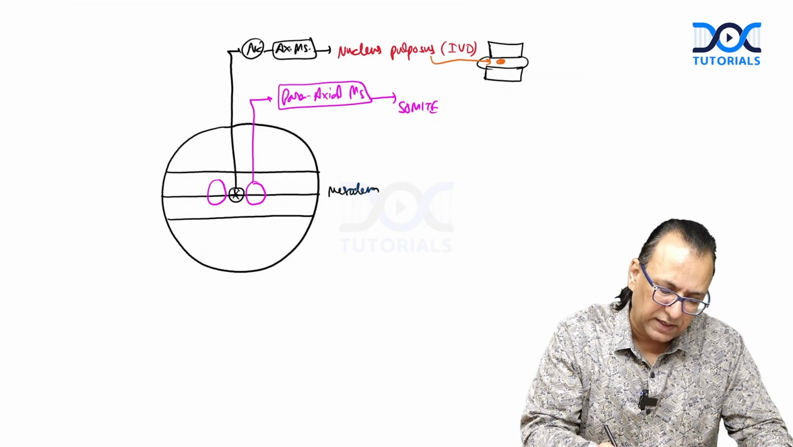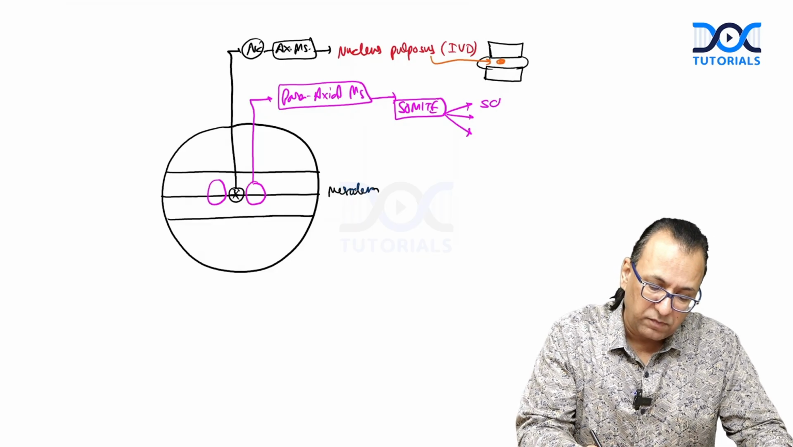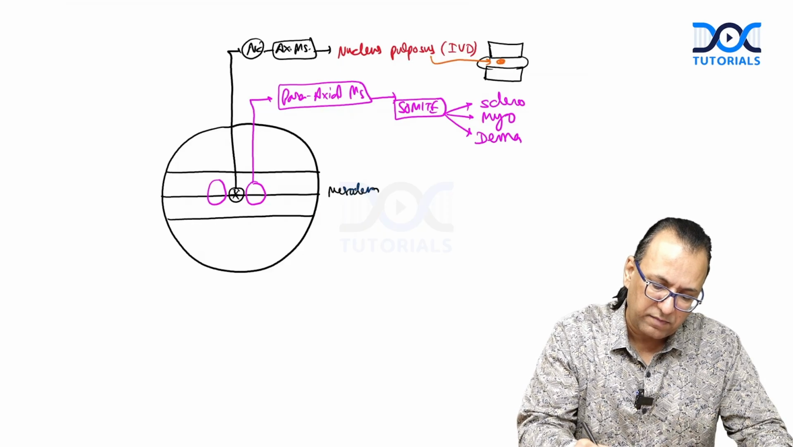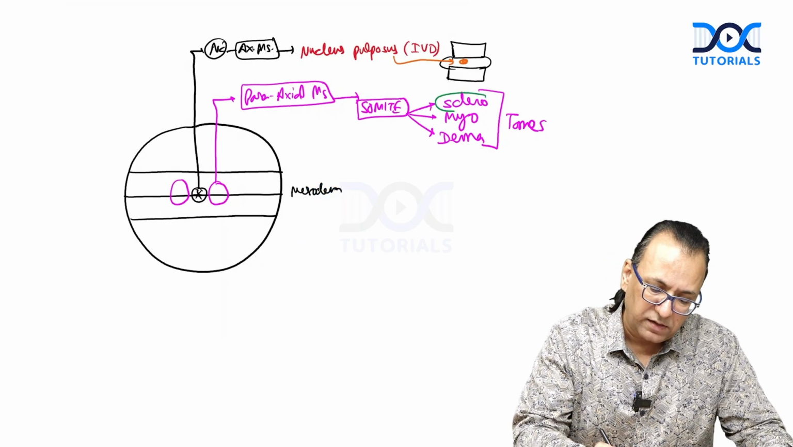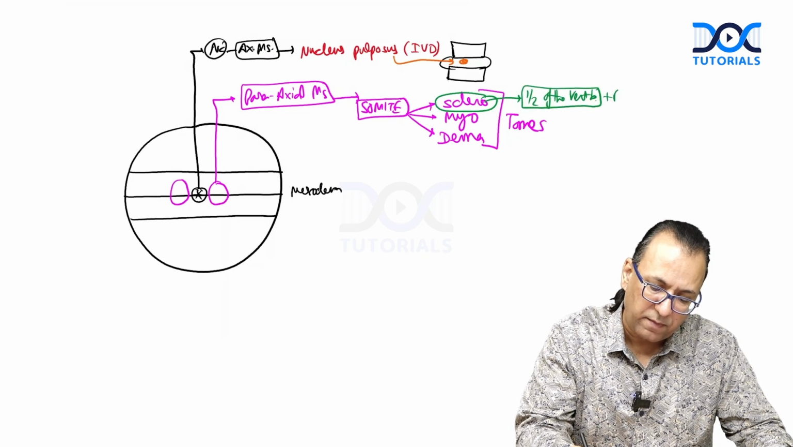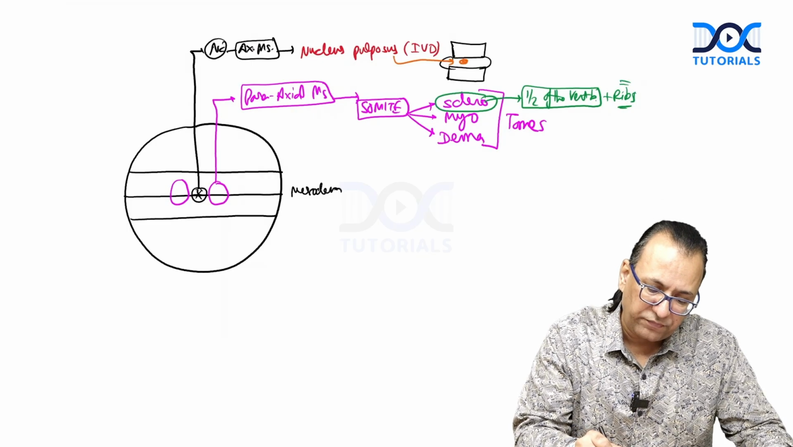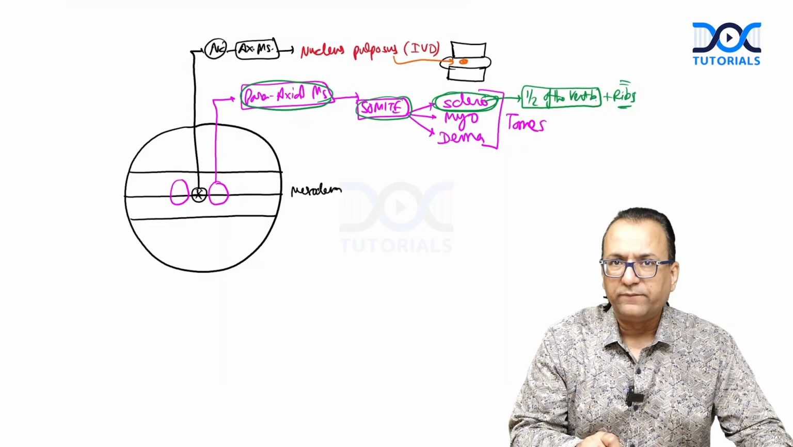And somite actually itself divides into three parts. We call them tomes. The middlemost is the sclerotome, then in the middle we have myotome, and laterally we have the dermatome. We will be talking about these tomes in detail, but here you can just mention the middlemost sclerotome is going to form half of the vertebra, and not only is it going to form the vertebra, it is also forming the ribs which are attaching to the vertebra. So vertebra and ribs come from the sclerotome part of the somite, of the paraxial mesoderm.